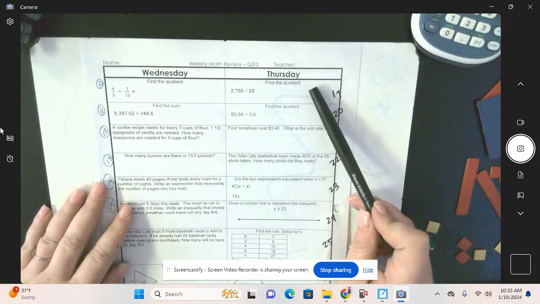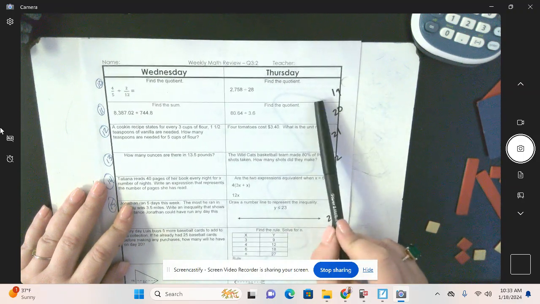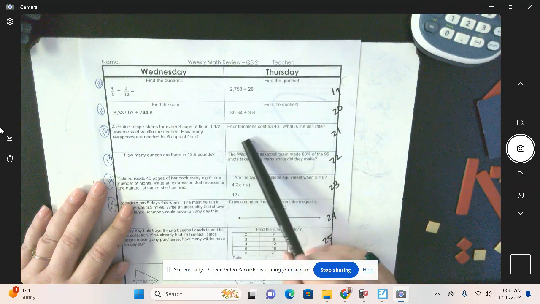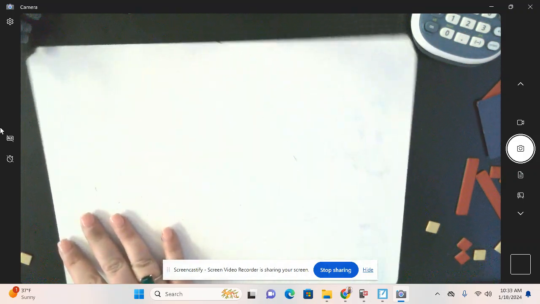I'm not going to do these two with you. Like I said, you could punch those straight into your calculator and you don't need my help for that. So looking at number 21, it says 4 tomatoes cost $3.40. What is the unit rate? Well, that's going to require us to remember that unit rate means 1.